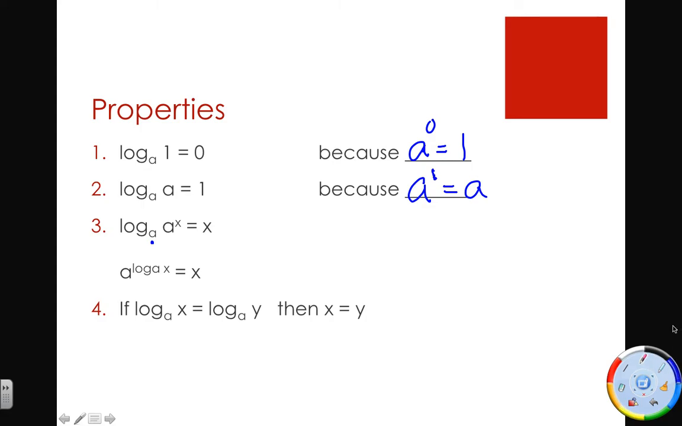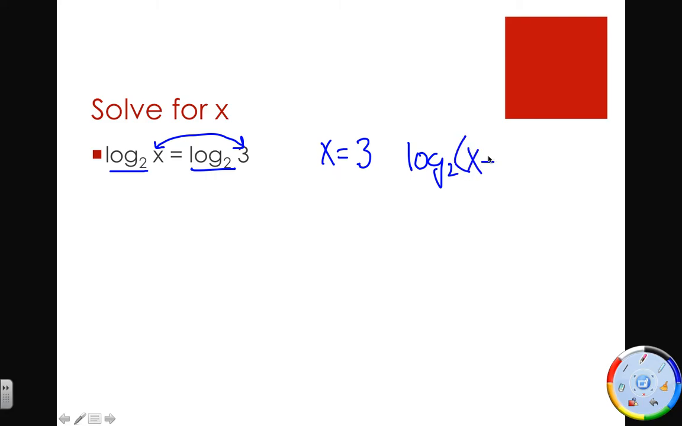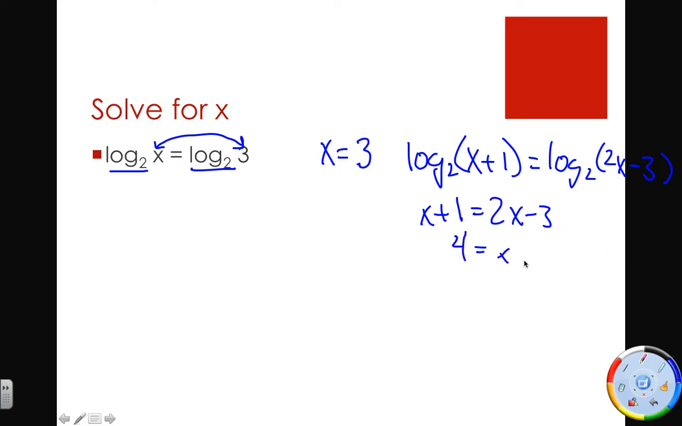All right, moving right along here, let's solve for x. Not a lot of hard solving in this particular lesson, but we can still solve for x. Very easy one. log base 2 of x is equal to log base 2 of 3. Well, we just went over this. If the log base 2 and a log base 2 have something on the insides, they have to be equal, so x is 3. Same kind of idea if I was to ask you the log base 2 of x plus 1 equals the log base 2 of 2x minus 3. I could say x plus 1 equals 2x minus 3. I could get x equals 4. No big deal.